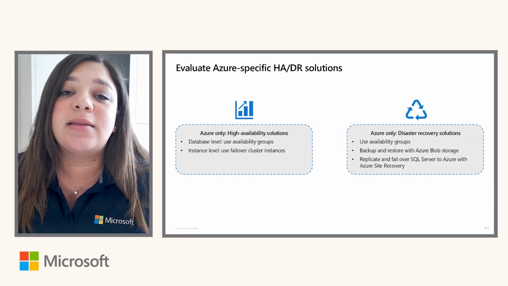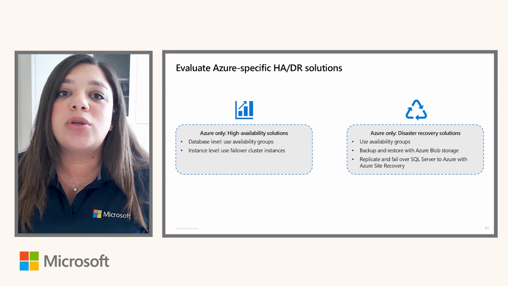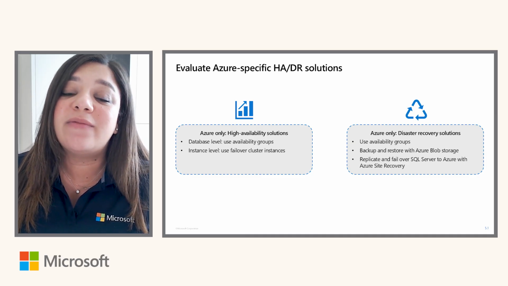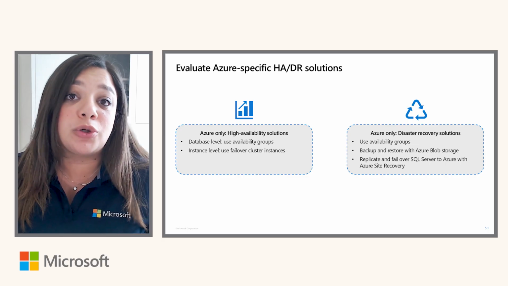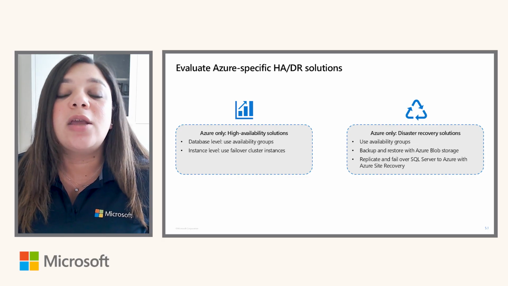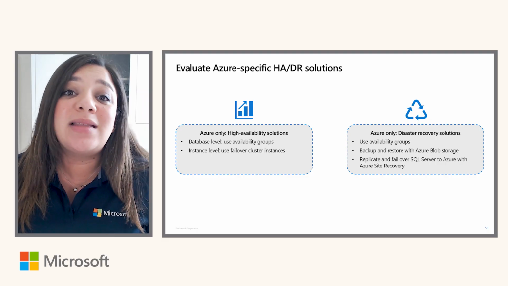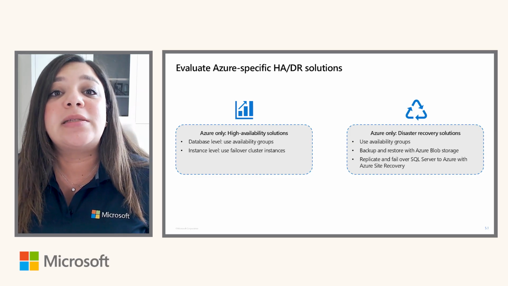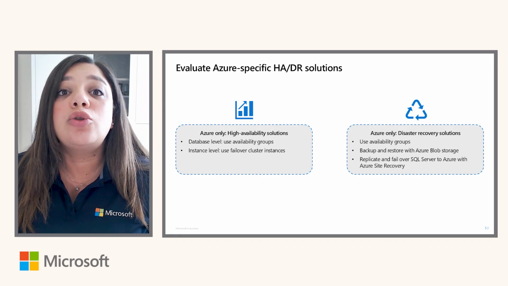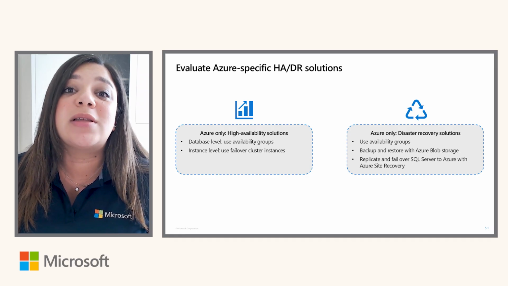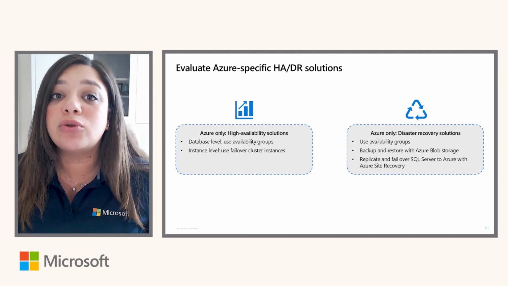And when you're designing this high availability or disaster recovery strategy in Azure, it's important also to differentiate between solutions at the database level and instance level. Expect exam questions on when to use each option. Know the key differences in those high availability solutions. Availability groups, for example, work at the database level. Failover cluster instances cover the entire instance, including jobs, linked servers, and logins. Just know that the Azure-only DR solutions are availability groups, backup and restore with Azure Blob Storage, and also Azure Site Recovery.